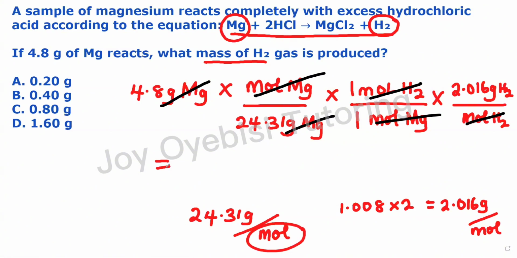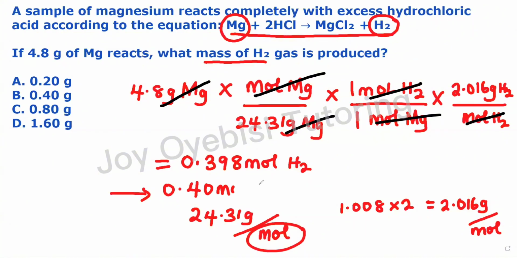So 4.8 times 2.016, then divide by 24.31 is going to give me 0.398 grams of hydrogen, which is approximately 0.40 grams of hydrogen. So this is our final answer. And that means that from the options given to us, B is the correct answer.